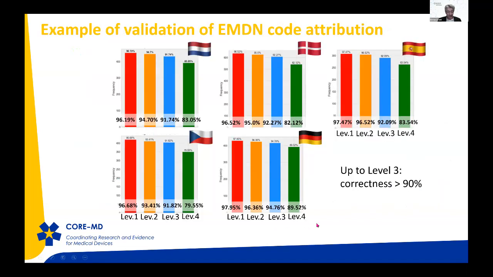We were also conducting a validation for the automatically assigned EMDN code, considering a subset of safety notices for the different countries, and results show a very good performance, which obviously decreased with the level of detail in the EMDN code, but generally remained greater than 90% correctness up to level 3.